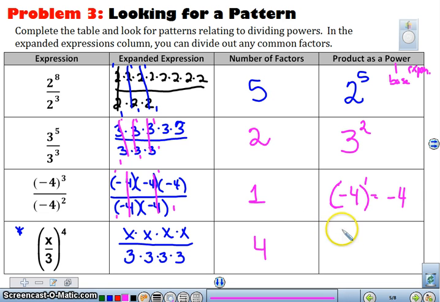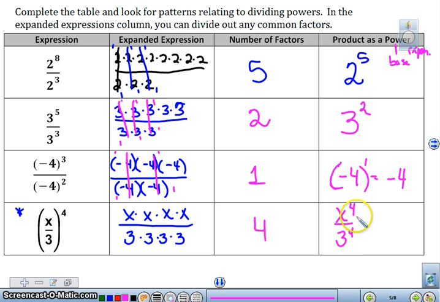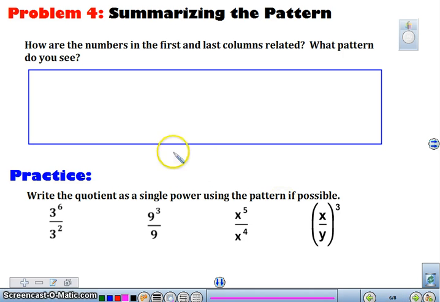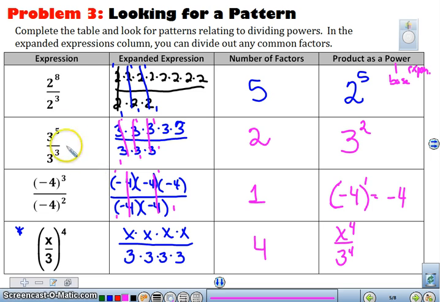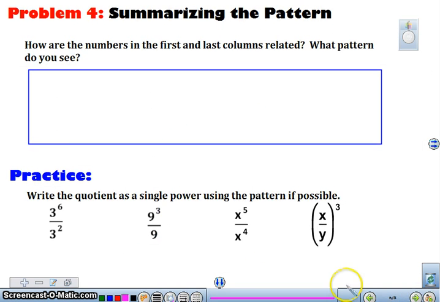In this last one, you're actually left with x to the 4th divided by 3 to the 4th. Since the bases are not the same, you're going to leave it and not subtract those or do anything with them. So now we want to summarize the pattern. As you look at each of these, what are we actually doing with the numbers 8 and 3 to get the 5, 5 and 3 to get 2, 3 and 2 to get 1? And when the bases are not the same, we're leaving that answer, right? We're not doing anything with it.